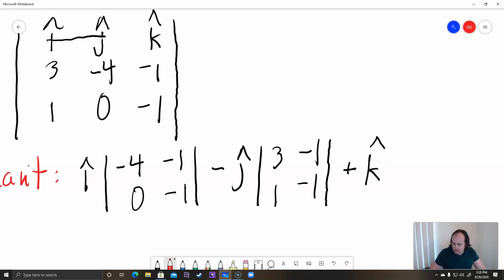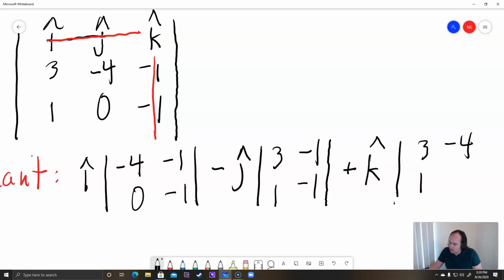Okay, so we should probably be doing that in red. So crossing out the row and the column that k hat is in, we're going to have plus k hat times whatever I didn't cross out. So what didn't I cross out? I didn't cross out this little matrix here, 3, negative 4, 1, 0. Okay, so we're going to have plus k hat times the determinant of 3, negative 4, 1, 0.